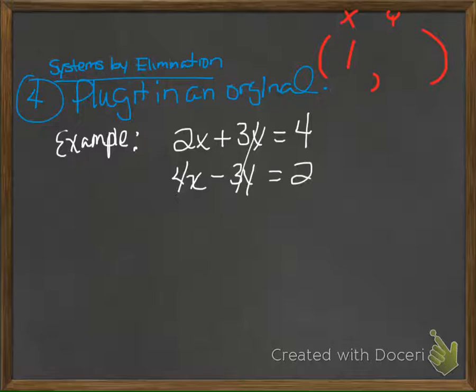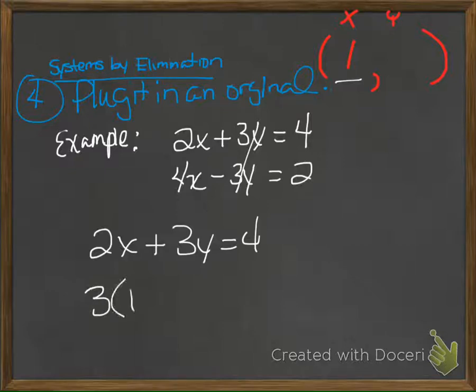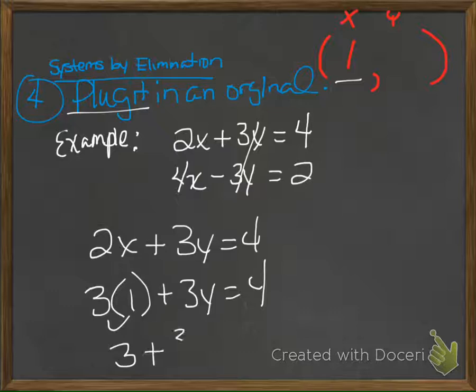Oops, change my pen tool. So 2x plus 3y is equal to 4. Well, we now know what x is equal to. It's equal to 1. So we can replace or plug in that 1 for x. So plug it in. Plus 3y is equal to 4. And then, of course, you have to then solve for that y. So we need to multiply these two numbers together. Get 3 plus 3y is equal to 4.